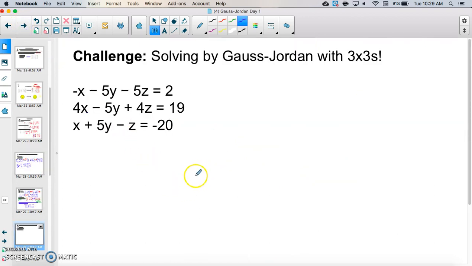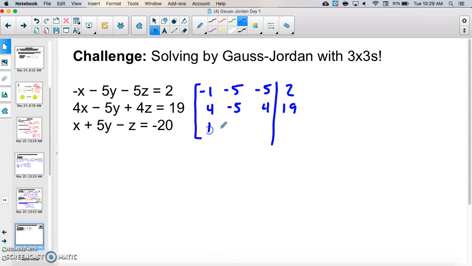Alright, challenge. We're going to do this with 3x3. Lots of fun. It's going to take us a little while. Hopefully the video doesn't run out. So, set up the augmented matrix. If you want to try it on your own first, you can pause the video now, give it a shot. If you just want to follow along, you can do that too. I would highly recommend at least trying it, just because it's interesting to see what you can do on your own.